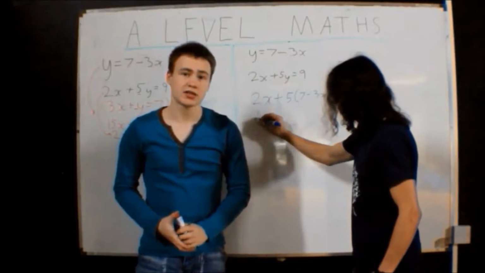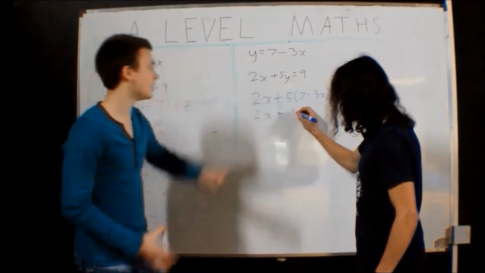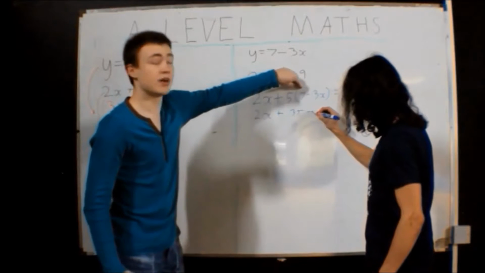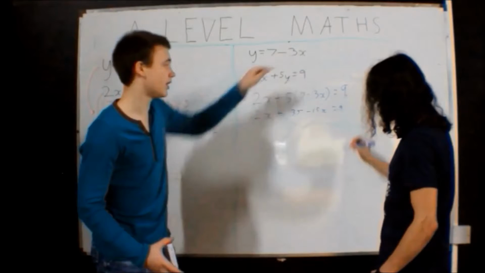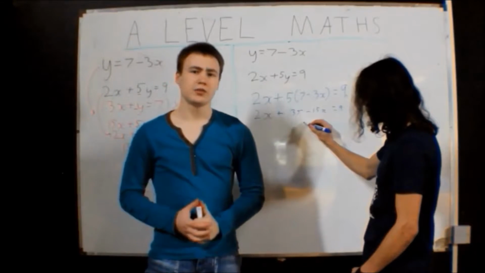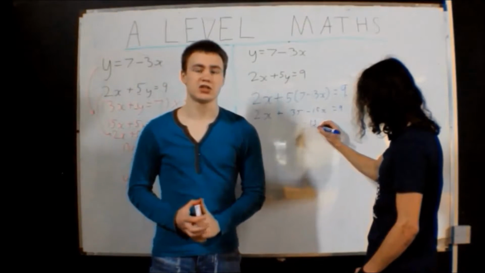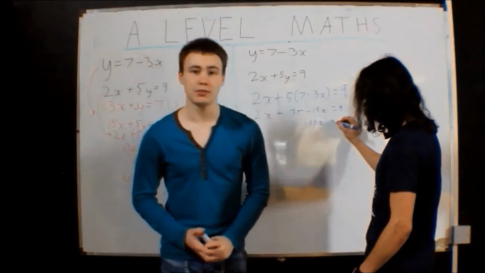The next step, quite simply, just expand out the brackets. We get 2x plus 5 times 7, 35. 5 times minus 3x is minus 15x. Be careful of your positives and negatives in these sorts of questions. It's quite easy to perhaps trip up a bit.